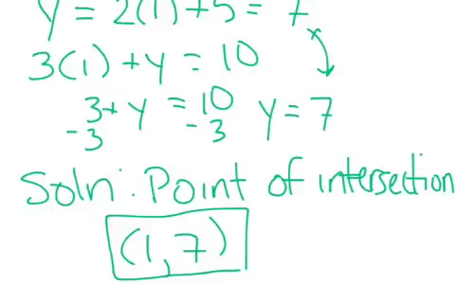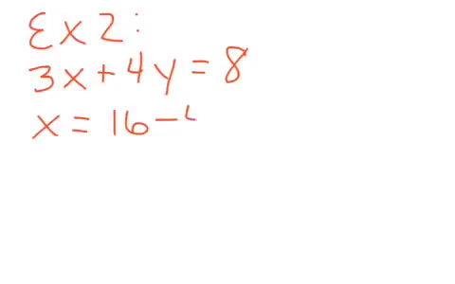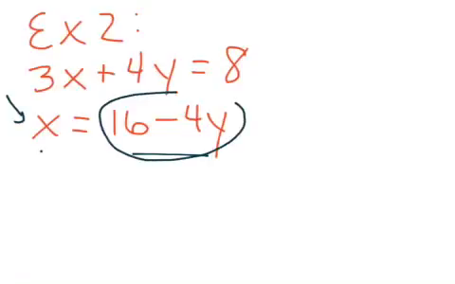Let's look at example number 2. Now you'll notice it gives us the two equations, 3x plus 4y equals 8, and x equals 16 minus 4y. So in this case, I notice that in the second equation it tells me x is equivalent to 16 minus 4y. So I'm going to take this 16 minus 4y and put it in for x in the equation above, because it's telling me that x is the same thing. They're equivalent. That's what equals mean.